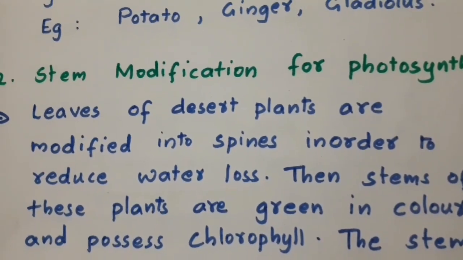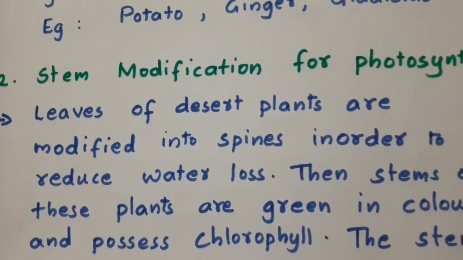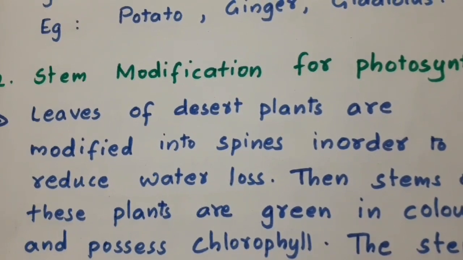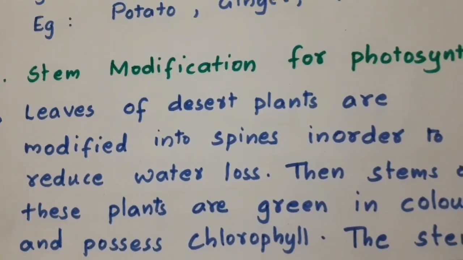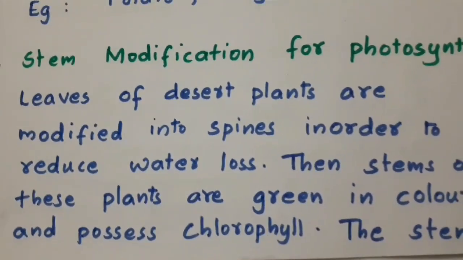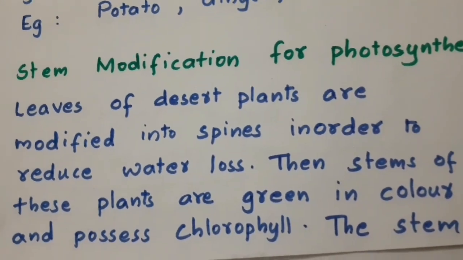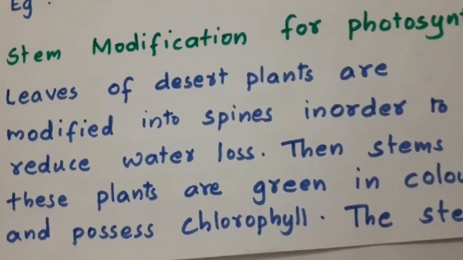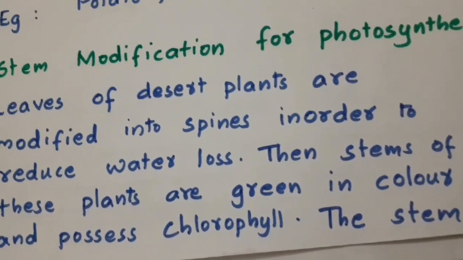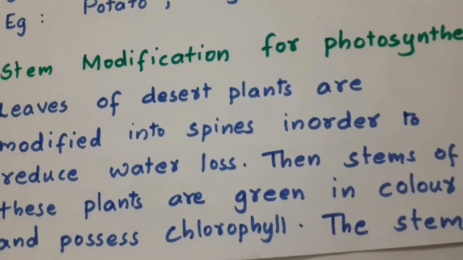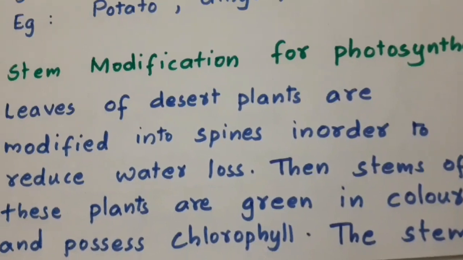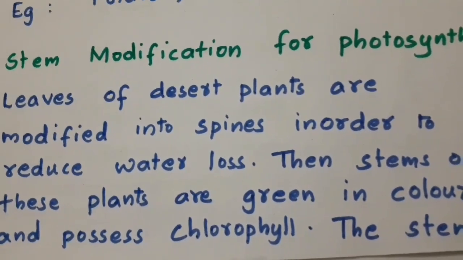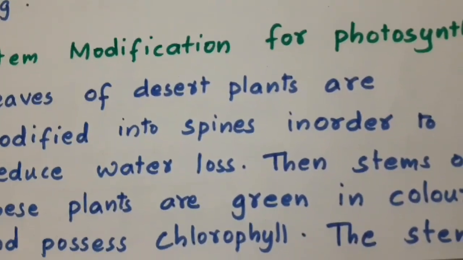Now, what is photosynthesis? The preparation of food in the presence of sunlight. For that, one part is required. It is called chlorophyll. The color of the chlorophyll is green. So, the stems in some plants will do photosynthesis also. And what will be the color of those stems? They are green. We'll see.